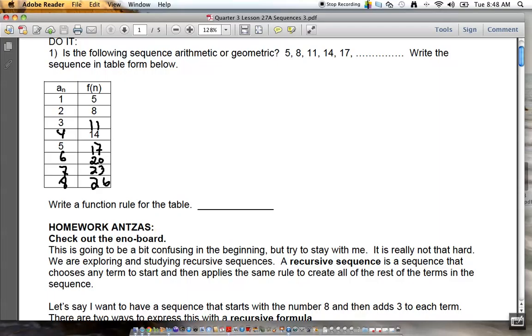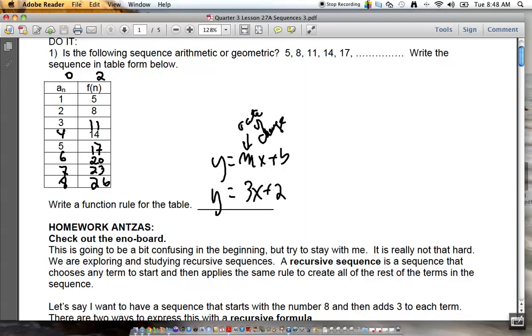Okay. Write a function rule. The function rule would be y equals, and then we're going to kind of do it like mx plus b. This goes back to 0, and since this is 3's, that goes back to 2. So it's going to be y equals 3x plus 2. Remember, when we follow y equals mx plus b, m is slope or rate of change. Very good. And this is the y-intercept, always pairs with 0. Any questions on that? Okay.